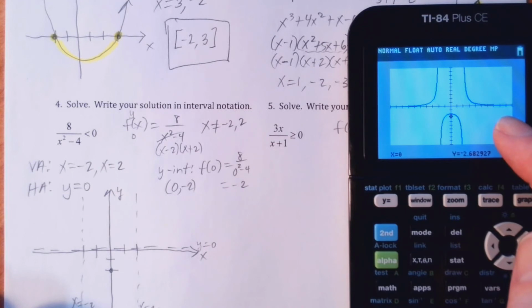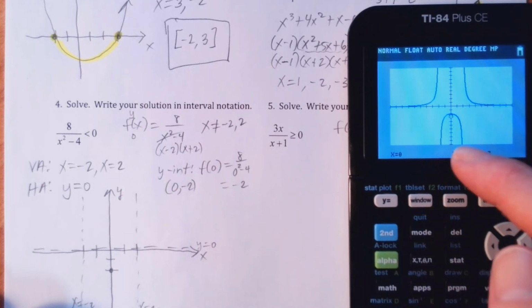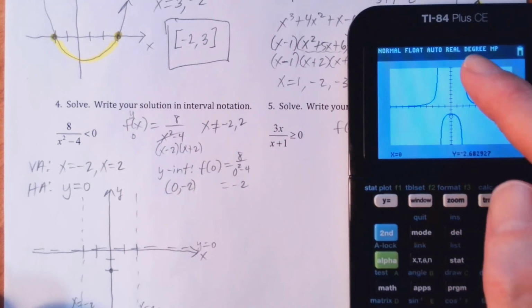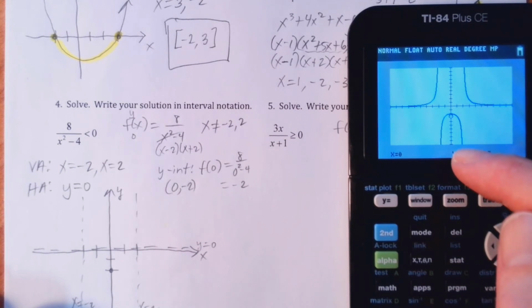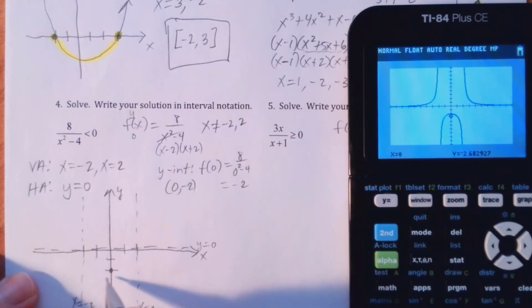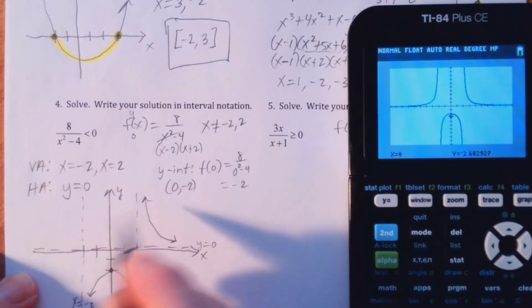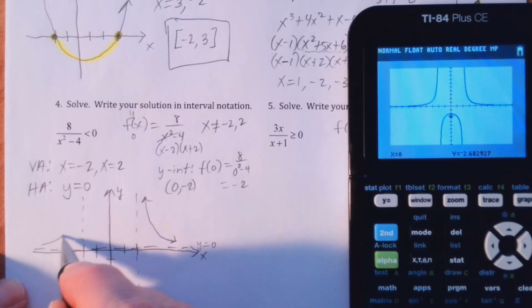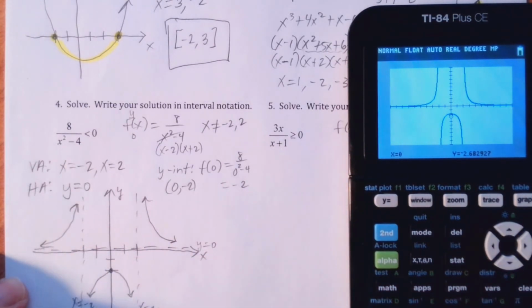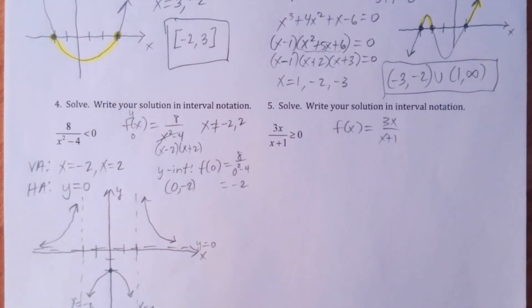You can see that here, and you can also see that here are our asymptotes at 2 and -2, and you can see that our graph is going to look like this, and then over here it's going to look something like this on each side. So let's go ahead and solve this now.